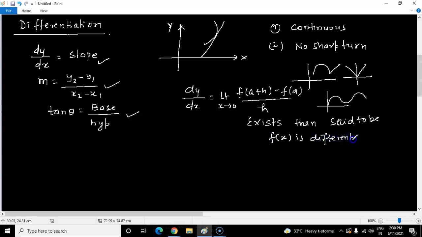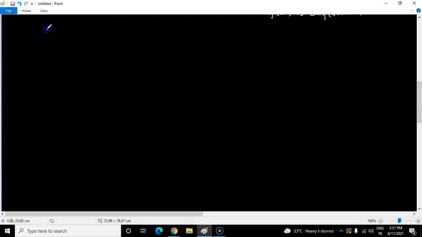So this one we have already studied in the 11th class, differentiation by the first principle. Now we are doing it based on the formulas. Some basic formulas you have to keep in mind.